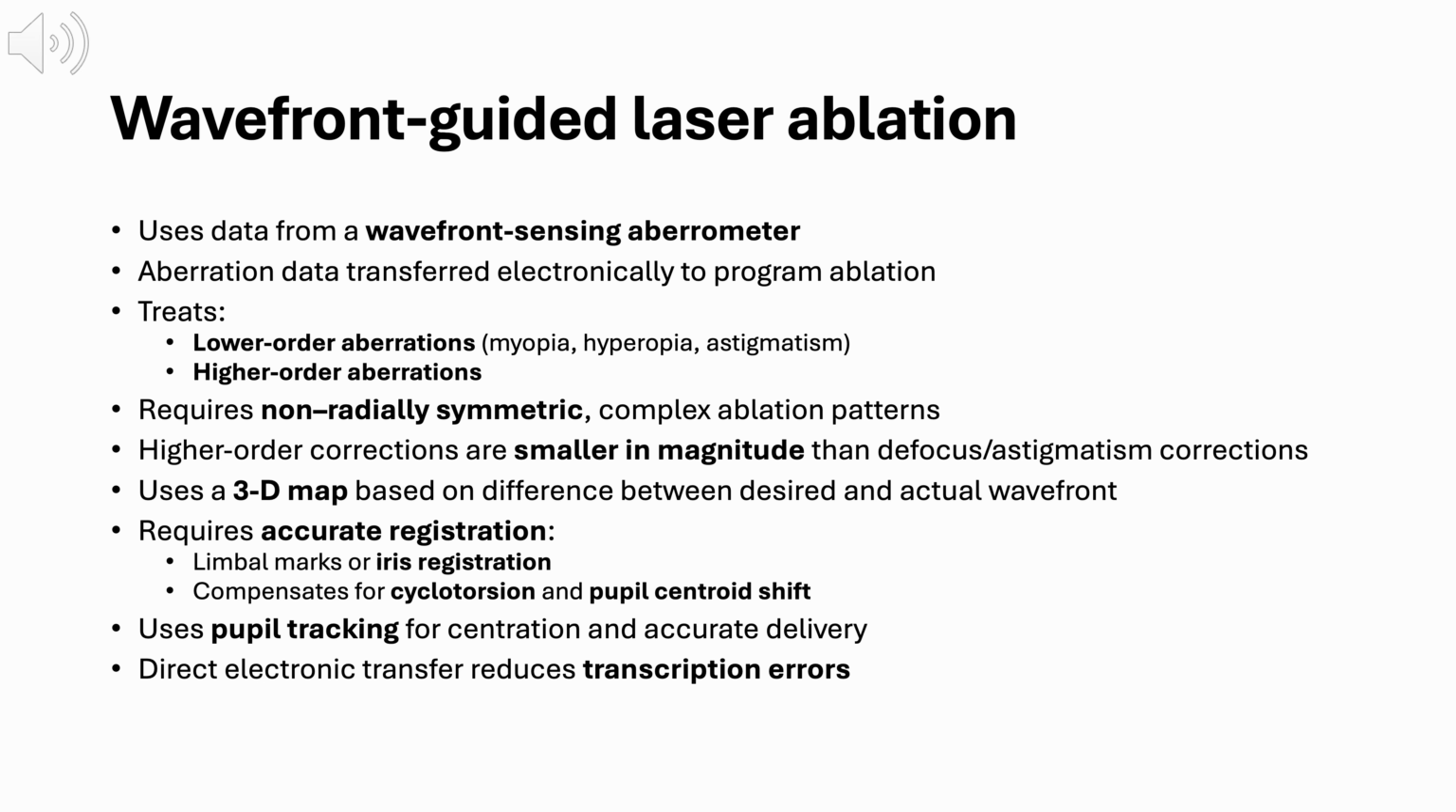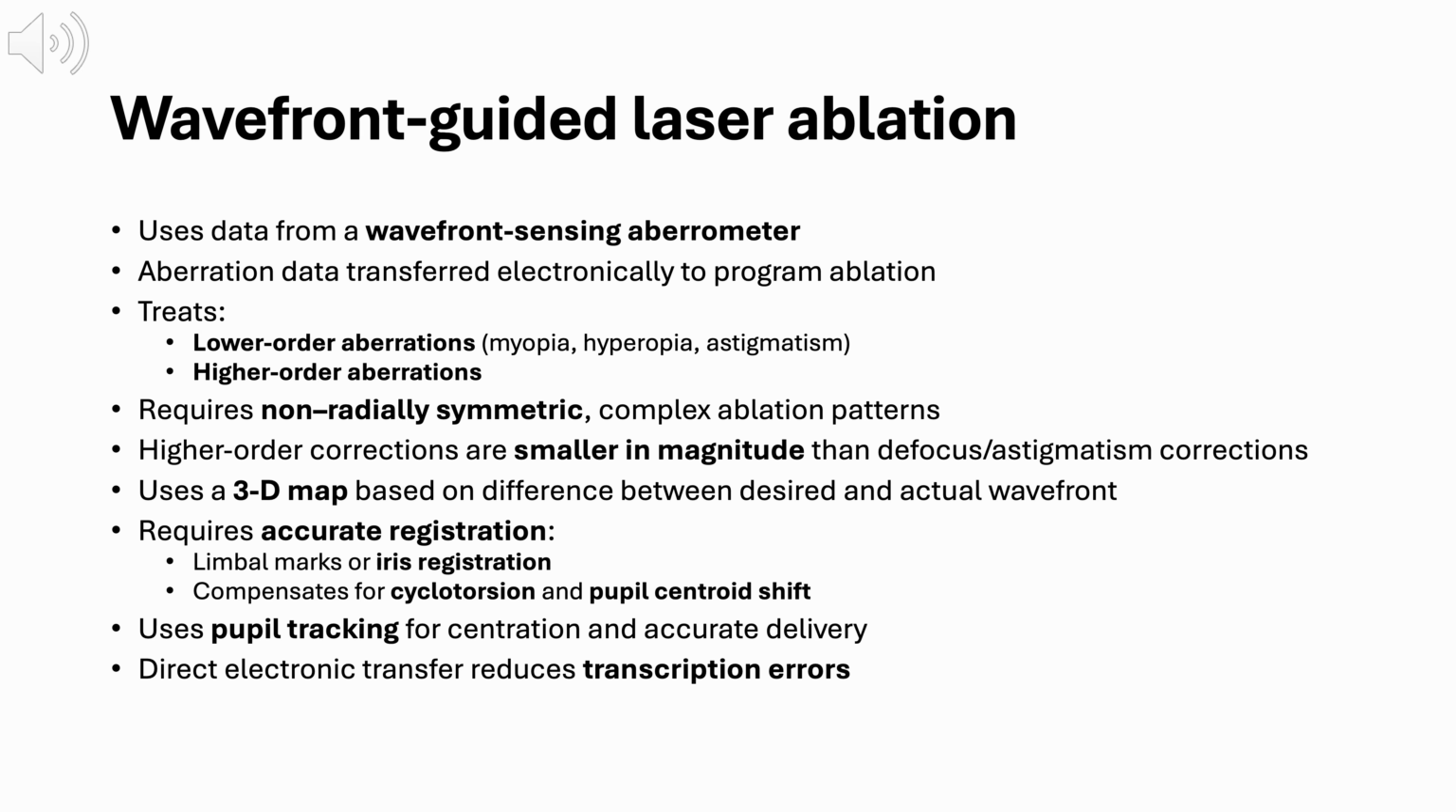Now let's move to Wavefront-guided laser ablation. Unlike Wavefront-optimized treatments, this approach starts with direct measurement of the eye's optical imperfections using a wavefront sensing aberrometer. The system captures both lower-order aberrations, like myopia, hyperopia, and astigmatism, and higher-order aberrations, which are unique to each eye. That aberration data is then transferred electronically to the excimer laser, where it's used to program a highly customized ablation pattern. These patterns are often non-radially symmetric and complex because higher-order aberrations are not evenly distributed across the cornea.